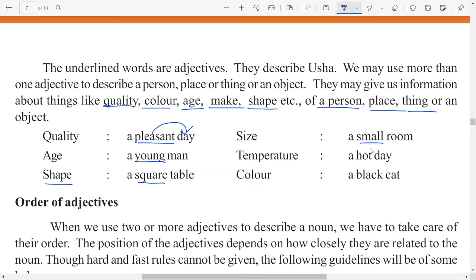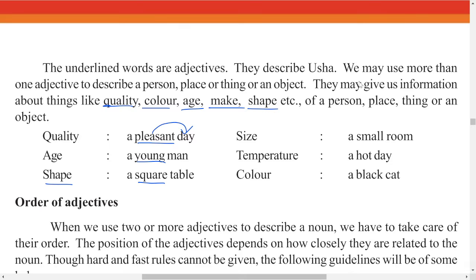You can say small, big, puny, tiny and all. Next one is temperature. Temperature is hot, cool, warm, these are all temperatures. Next one, color is black. We say black cat, white, green, all the colors fall under adjectives only. So one type of adjective gives one meaning.